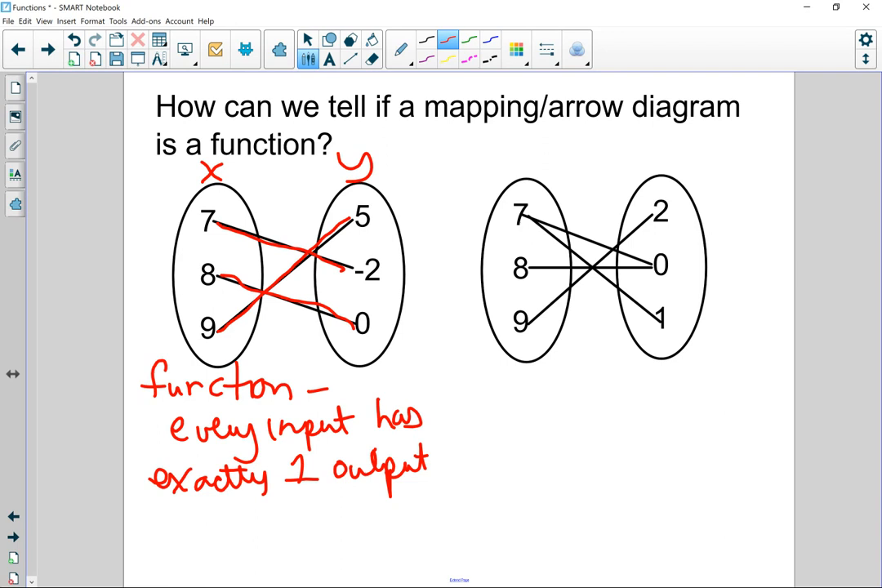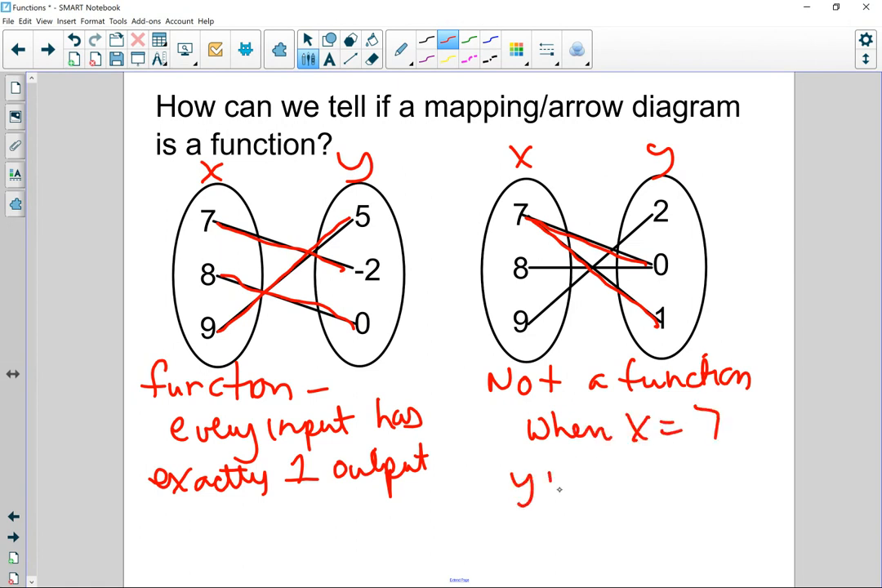So let's look at our next arrow diagram. If we look at 7 this time, look, he's partnered with 0 and with 1. That's not allowed in a function, remember? Each x can only have one y. So this is not a function. When x equals 7, y is 0 or 1, and we're not allowed to have that.